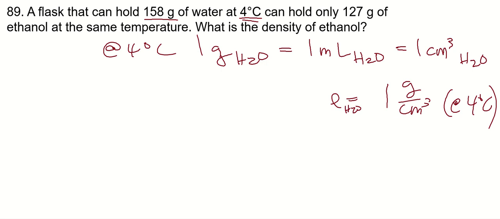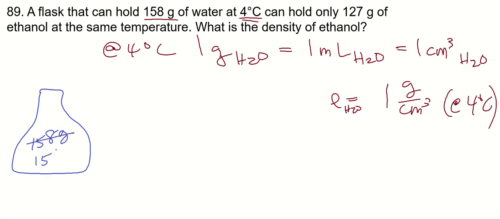What I'm saying is we can use that information with this flask. Let's say this is your flask, and it can hold 158 grams of water. That means the volume is 158 milliliters. The flask is not going to grow bigger or smaller. It's going to stay the same, so the volume is going to be 158 no matter what you put in.